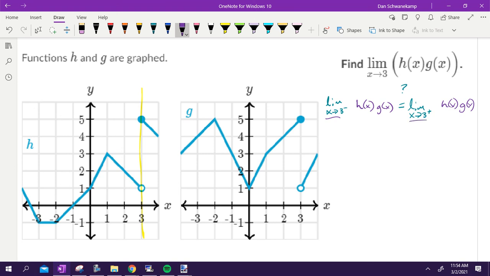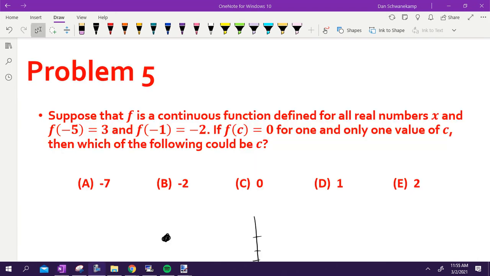All right, so we look at from the left and the right-hand side. h from the left-hand side of 3, I'm getting closer and closer to 1. g from the left-hand side of 3, I'm getting closer and closer to 5. Is that equal to h from the right-hand side of 3, which is 5, and g from the right-hand side of 3, which is 1? 5 times 1 is 5. 5 equals 5, so my limit is 5. Questions there? Good work. Next one.